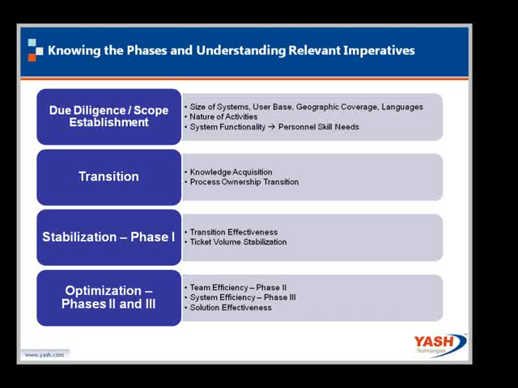Then we come to what we call the stabilization phase. This is the phase when you are going to look at the transition effectiveness, and that is where you want to look at the ticket volumes, whether they are increasing or decreasing, and whether the number of open tickets has stabilized or not. And then the last phase is the phase wherein you're going to improve the efficiency of the team and the efficiency of the solution that is provided. Those are the areas wherein you are looking at reducing the TCO and increasing the ROI. Those kinds of concepts start coming in phases 2 and 3.